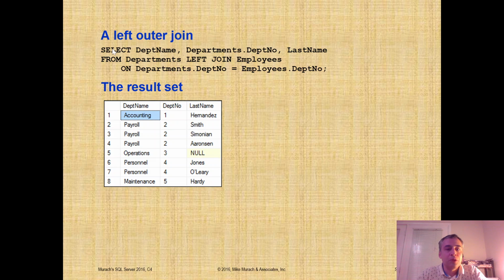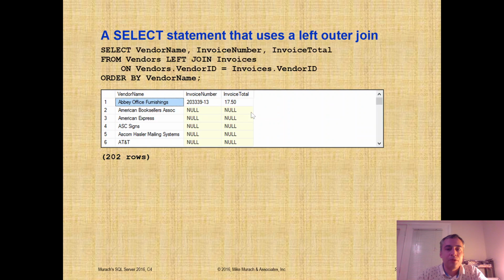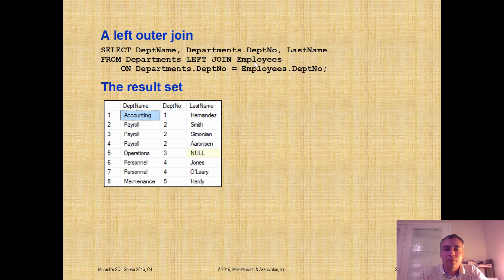So we are doing left outer join. The outer may be omitted if you choose. So it's just left join of departments and employees. We are keeping department name, department number, and last name. Over here we have to qualify. Department number was a column in both tables, departments and employees. And of course we are identifying them on department number.